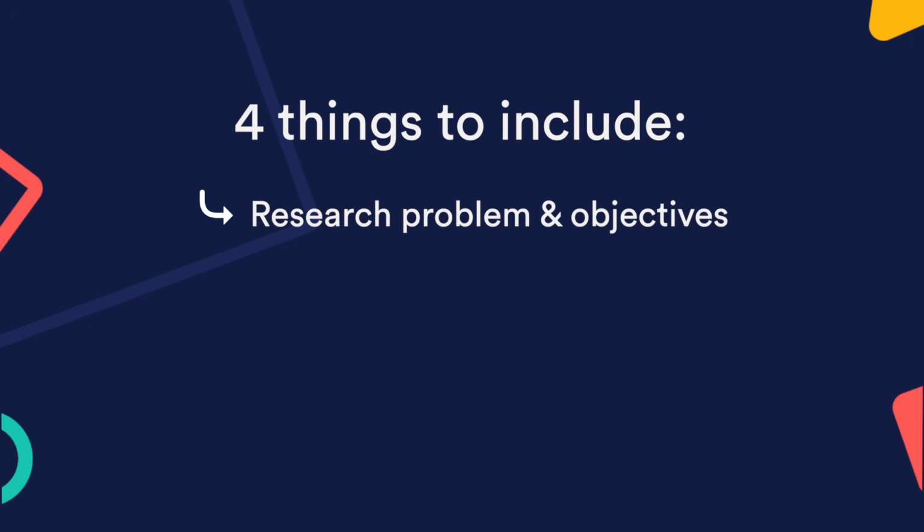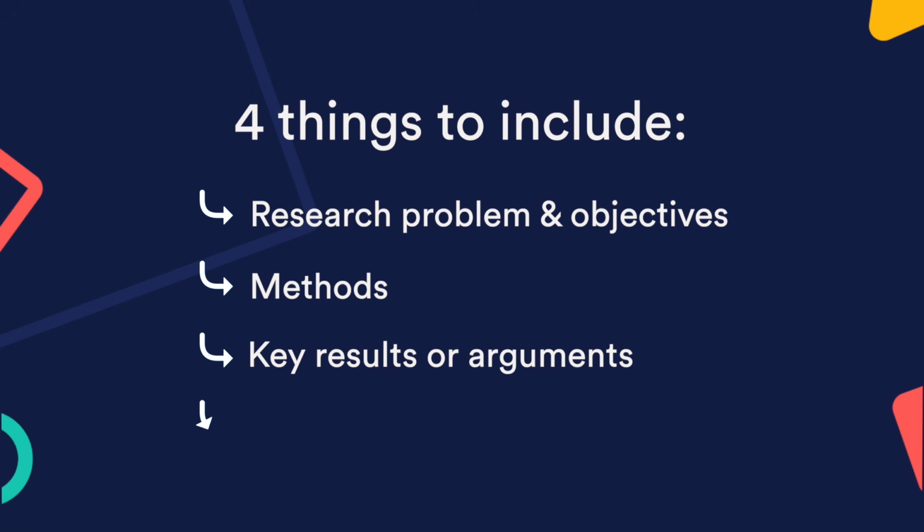In all cases, the abstract is the very last thing you write. It should be a completely independent, self-contained text and not an excerpt copied from a paper or dissertation. Here are 4 things you need to include in your abstract. We'll go over them one by one with an example. Your research problem and objectives. Methods. Key results or arguments. Conclusion.